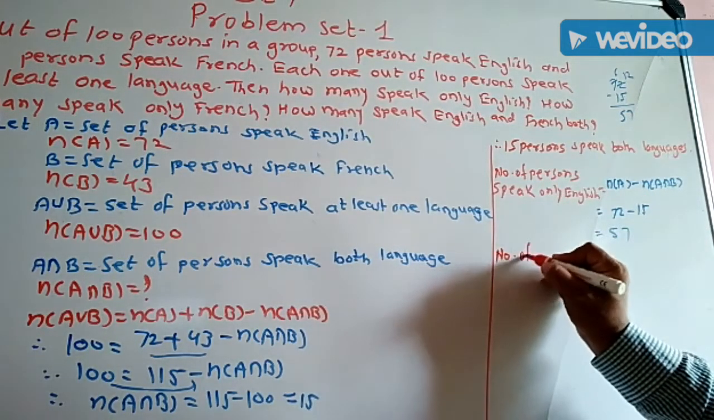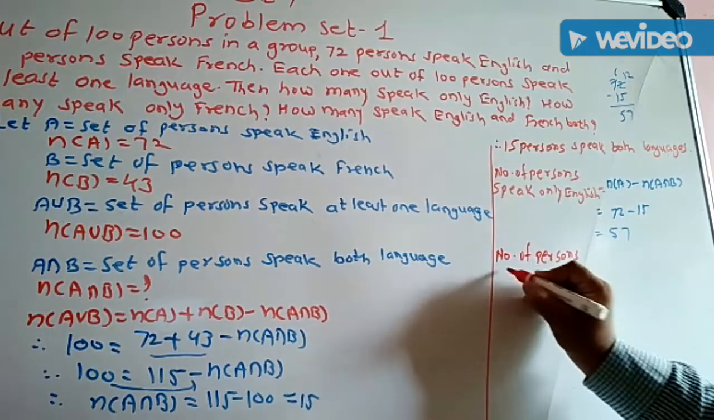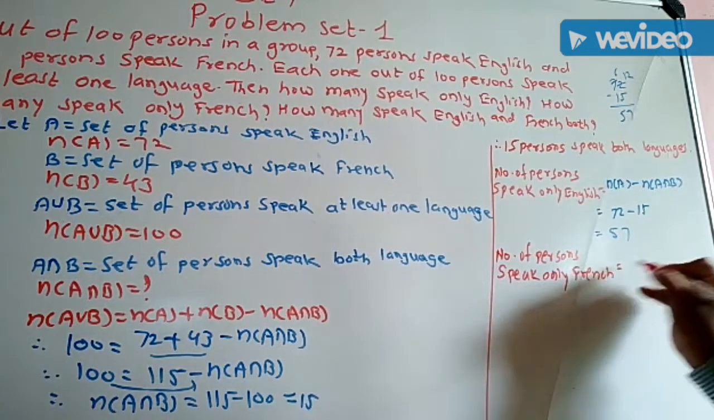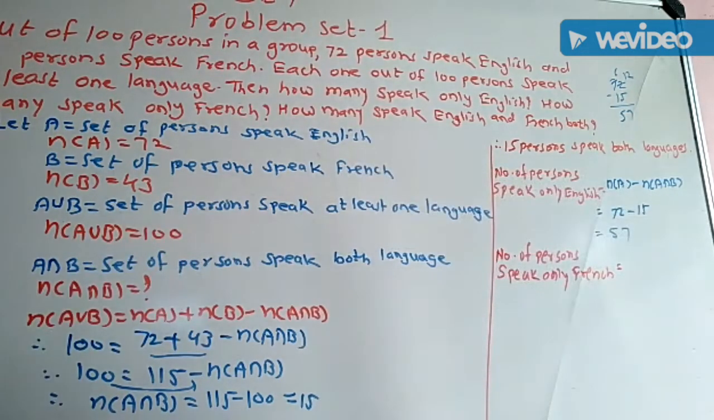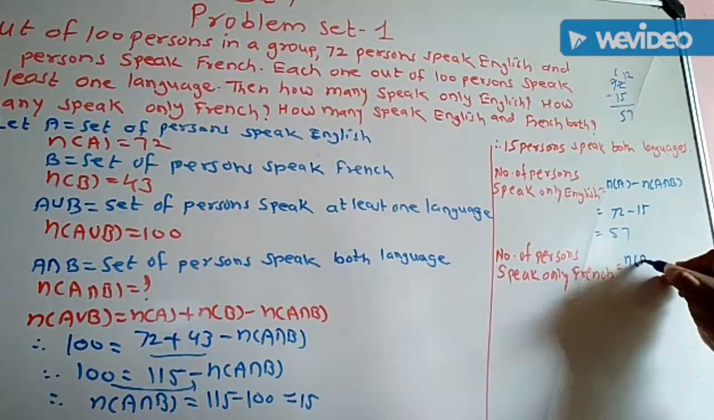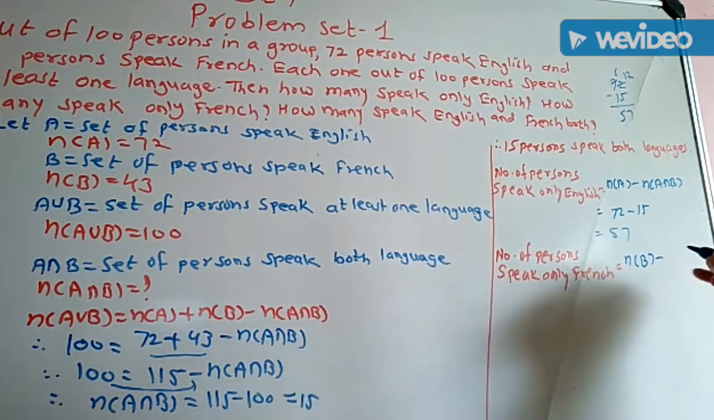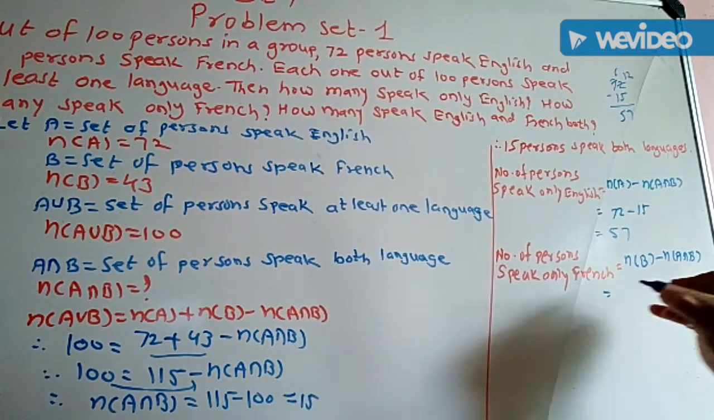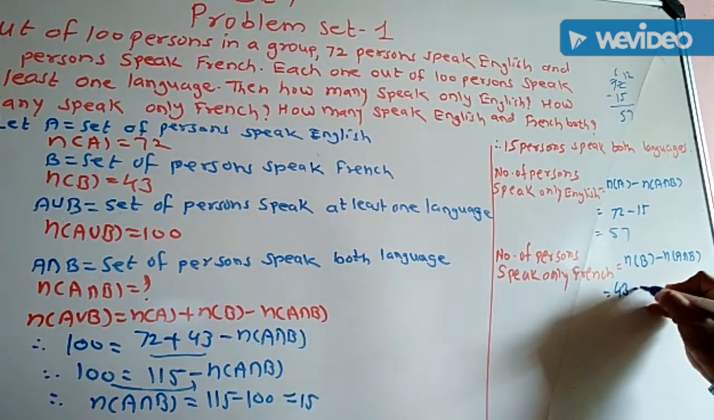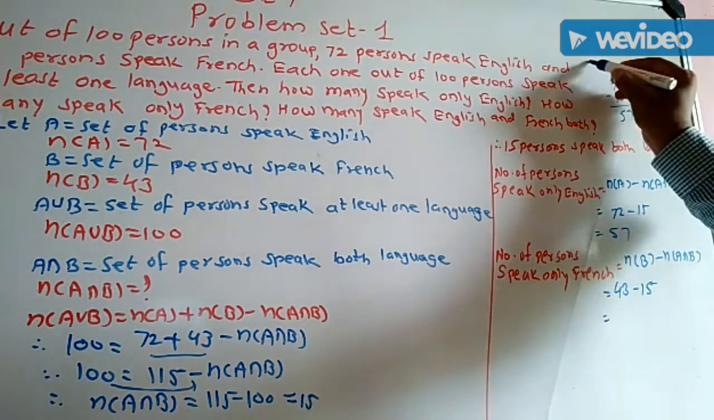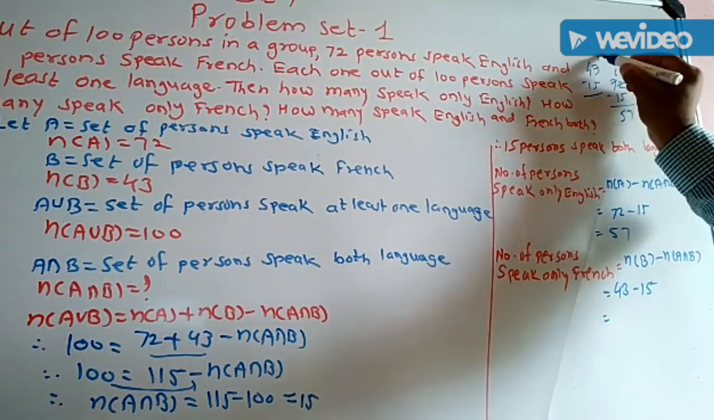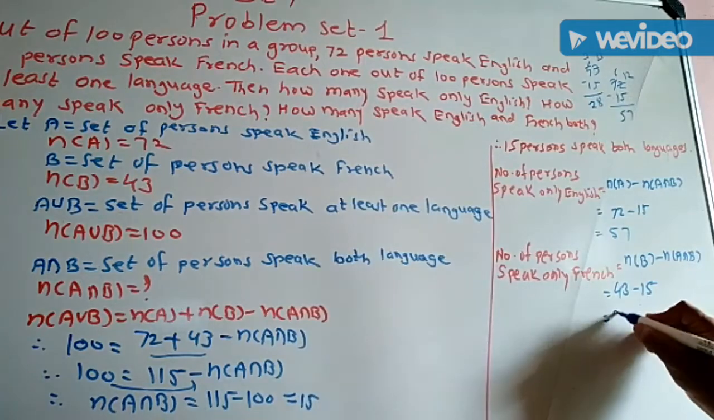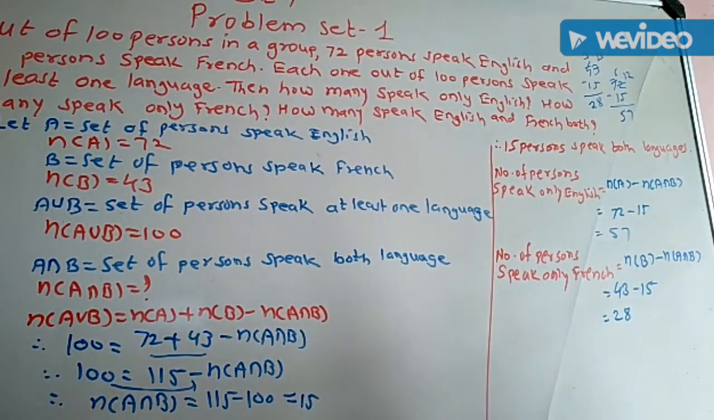Then the number of persons who speak only French. B is the set of persons who speak French, and therefore n(B) minus n(A intersection B), that means the number of persons who speak both languages. Therefore n(B) is given 43, minus 15, and 43 minus 15 is 28. That is, 28 persons speak only French.